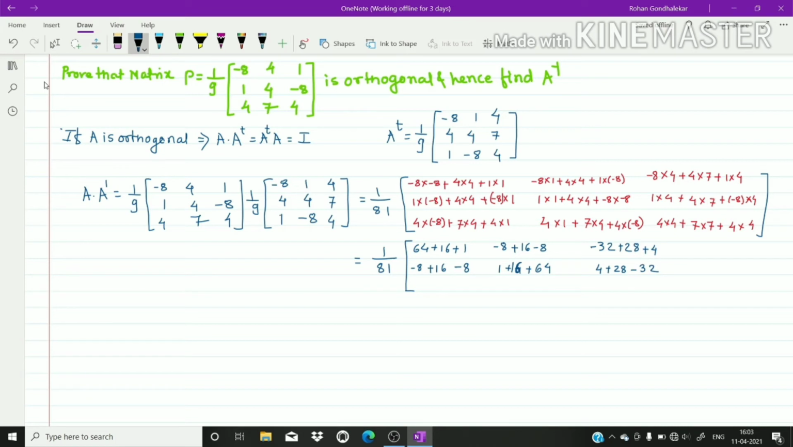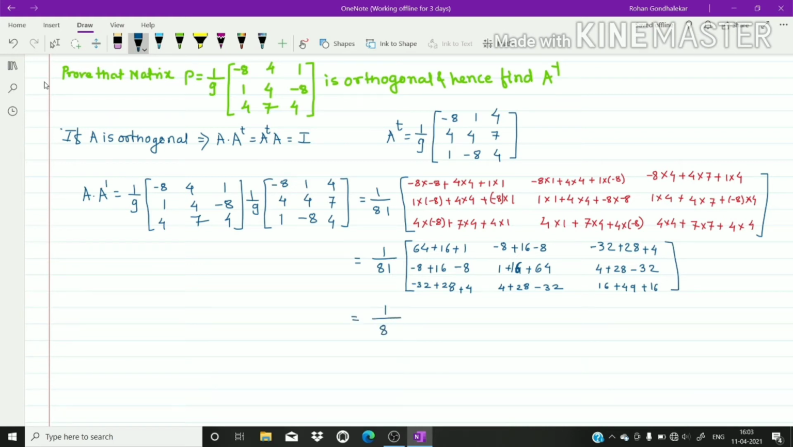Now the third row would be minus 32 plus 28 plus 4. Next is 4 plus 7 4s are 28 minus 32. Next 4 4s are 16, 7 7s are 49 plus 4 4s are 16. This way. So hence what I'm getting now?